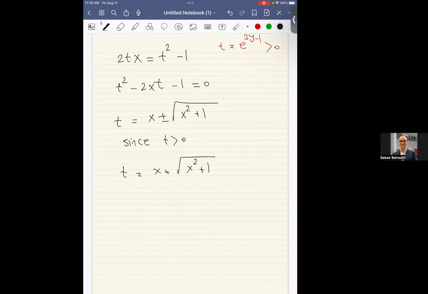And then I'm quite done, because what is t now? t is e^(3y-1). So that means 3y - 1 is ln(x + sqrt(x^2 + 1)). And then you can write y, right? So that is the inverse.